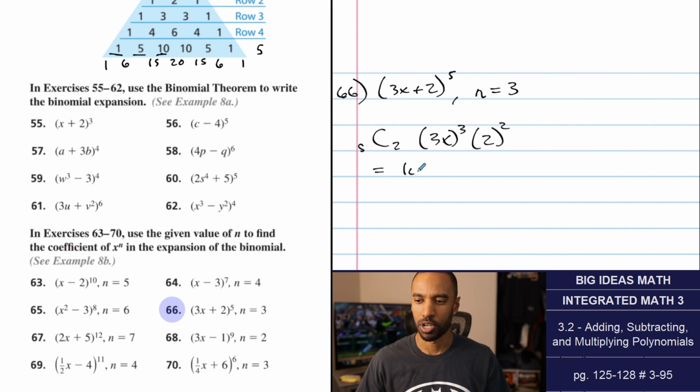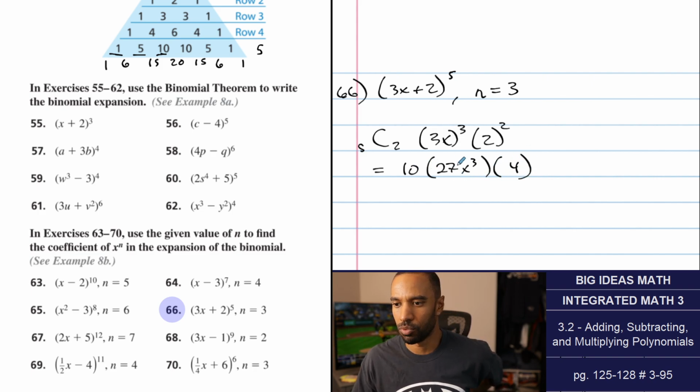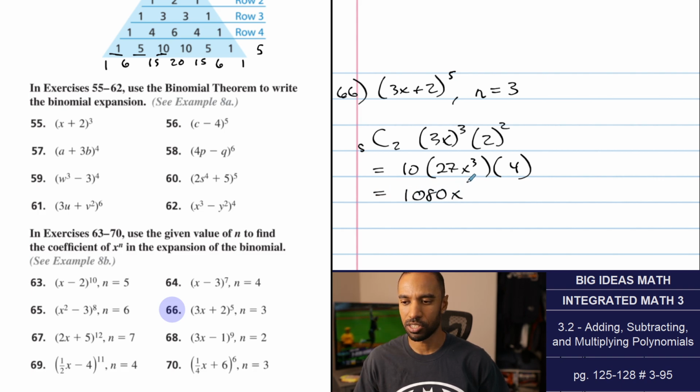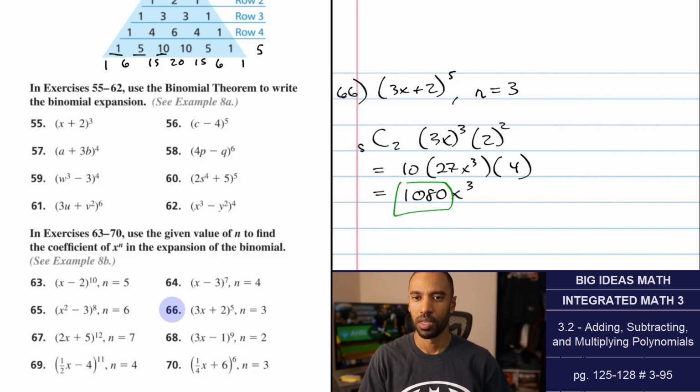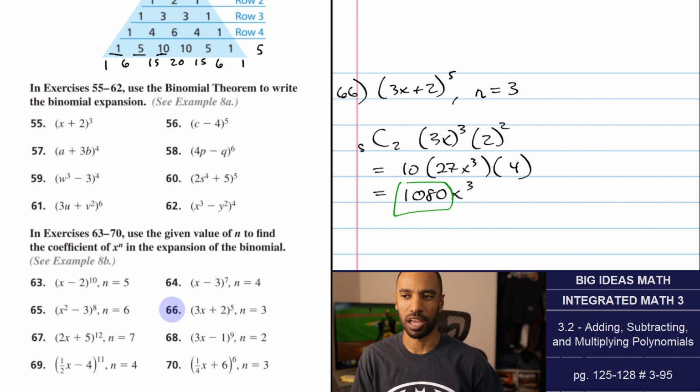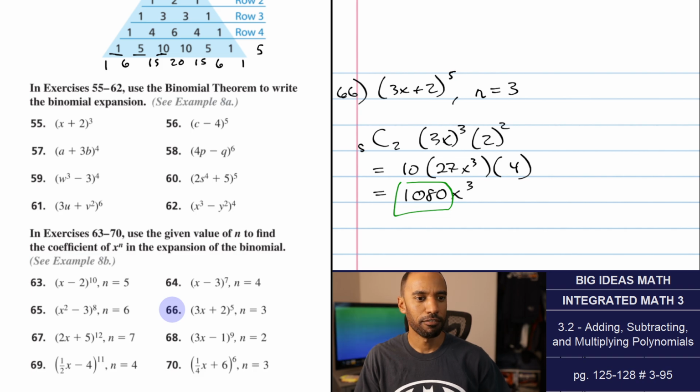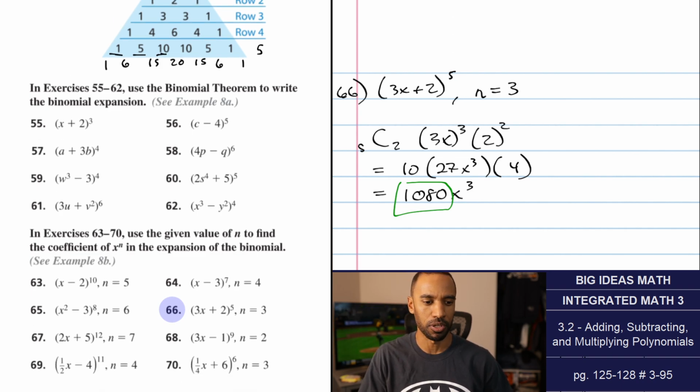I'm going to try this without a calculator. 10 times, this is 27x cubed times 4. So 10 times, let's see, 27 times 4 is 108. So 1080. So I believe 1080 is the number. So we get 1080 for that one. Again, just kind of a non-calculator version. Again, 5 choose 0, 1, 2, 3, 4, 5. If you have them on that table, you can figure them out.